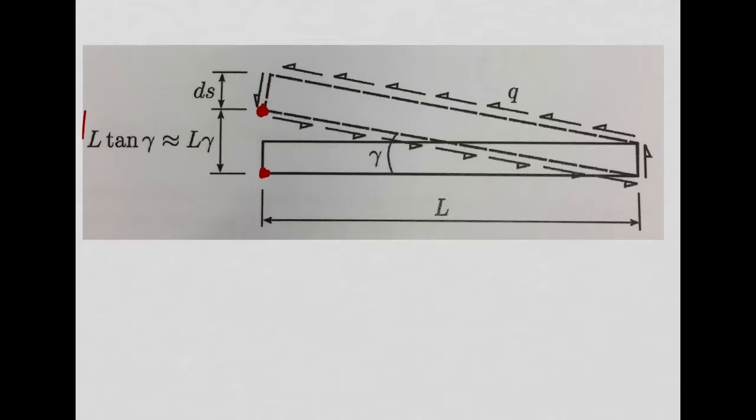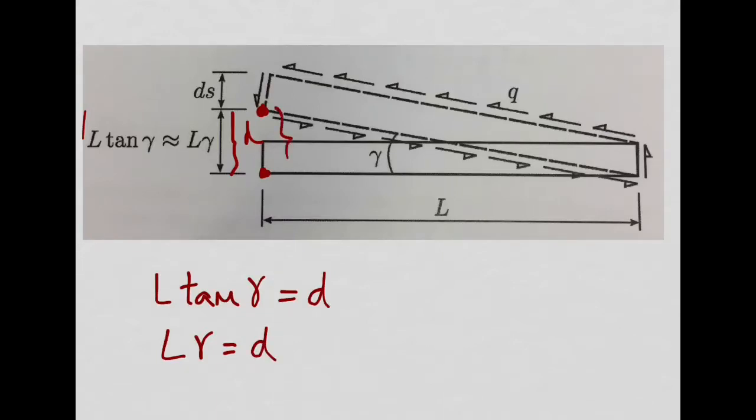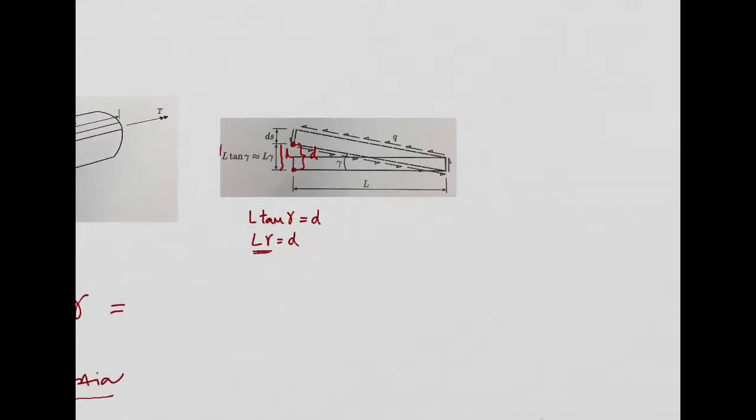And then we can calculate this distance, which basically, if you have this angle gamma, L tangent of gamma is going to be equal to this, if you call this D, this distance D. But because we are doing very small rotations, we can say that tangent of gamma is equal to gamma, so L gamma is going to be equal to the distance. When we apply the torque, that point will move by a distance which is L times gamma. This is the displacement that point will have.